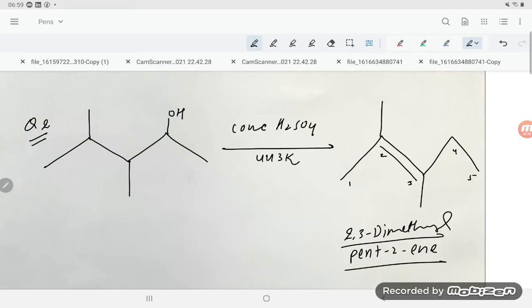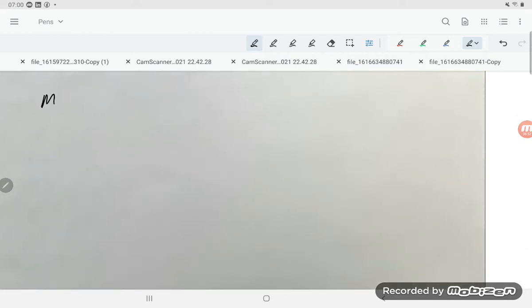Now, and this is the 2,3-dimethylpentan-2-ol. Okay, 1, 2, 3, 4, 5. 2,3-dimethylpentan-2-ol. Now we are going to have the mechanism.